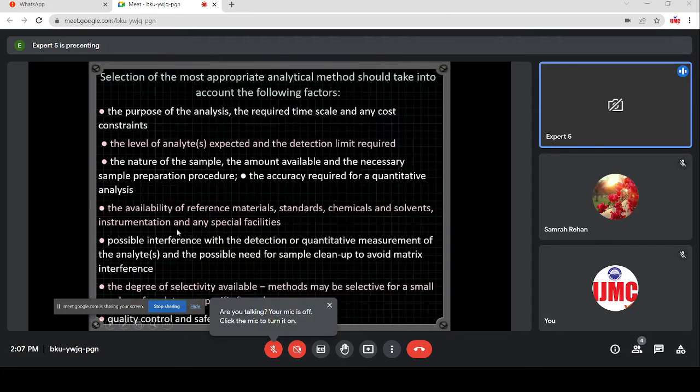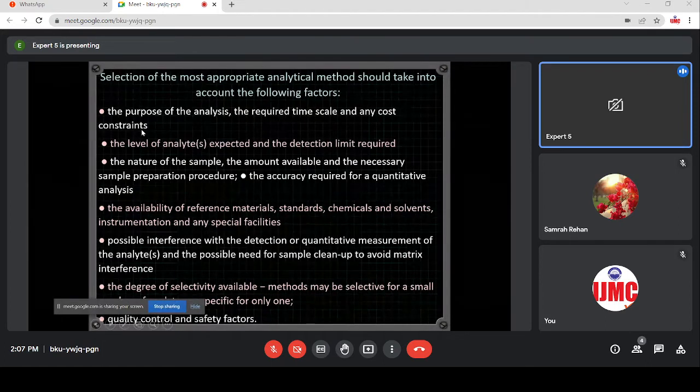In this particular table, selection of the most appropriate analytical method: what should be the purpose of the analysis, how much time, scale and cost constraints, level of analyte expected and detection limit required, nature of sample, amount available and necessary, sample preparation procedure, accuracy. These are the various things utilized for the detection of a compound or analysis.